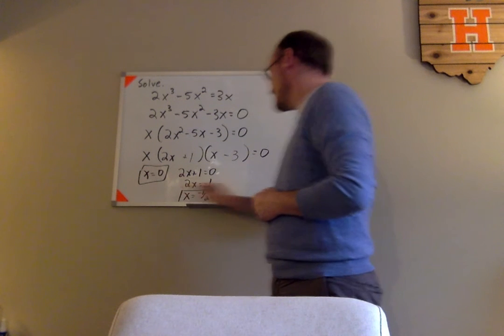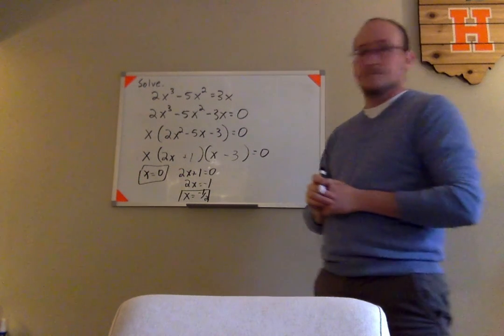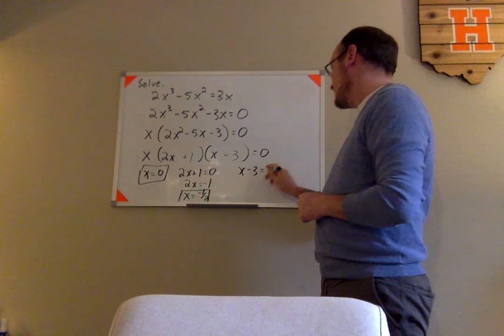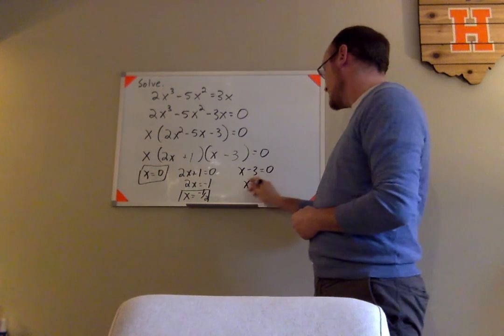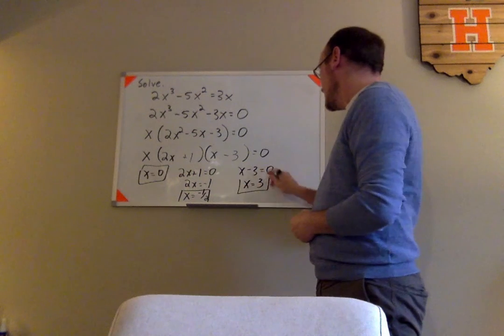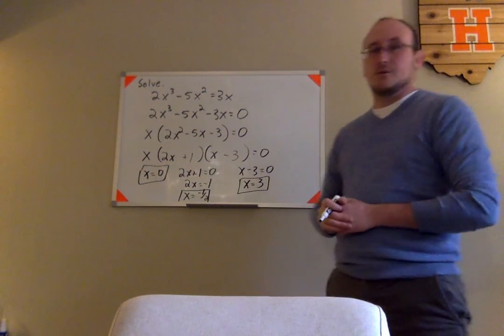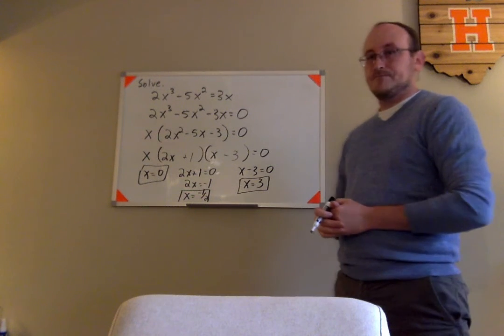And I apologize for writing a little small there at the bottom of the board, but it's a small board and I'm running out of room. And finally, the last factor, set the x minus 3 equal to 0. In one step of algebra, adding 3 to both sides, I can get that x is equal to 3. And I have found all three solutions to this polynomial equation. In this case, they all happen to be real solutions.